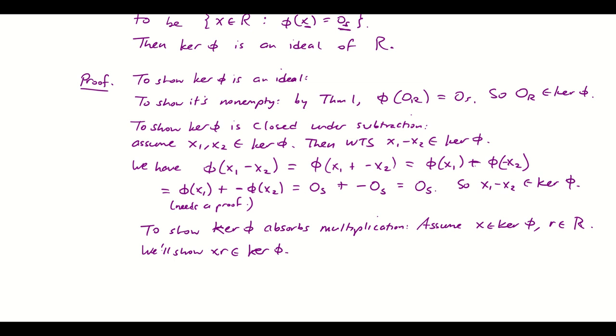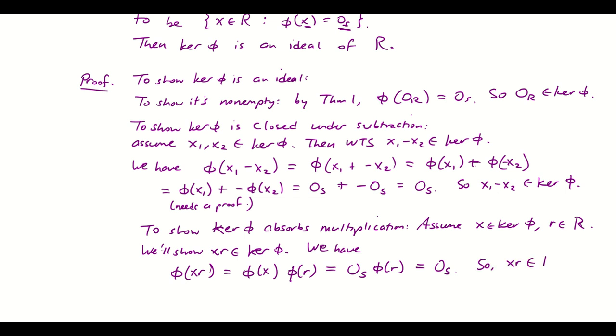All right, so to do that, again, we're going to map it through and see what happens. So we have phi of xr, and because phi preserves multiplication, that's equal to phi of x times phi of r. And I don't know what phi of r is because r could be just anything in the ring, but I certainly know what phi of x is. That's 0 of S times phi of r. And at this point, it doesn't matter what phi of r is. Anything times 0 is 0. So xr does belong to the kernel. Great. So the kernel is closed under subtraction and absorbs multiplication. Therefore, the kernel of phi is an ideal of R.